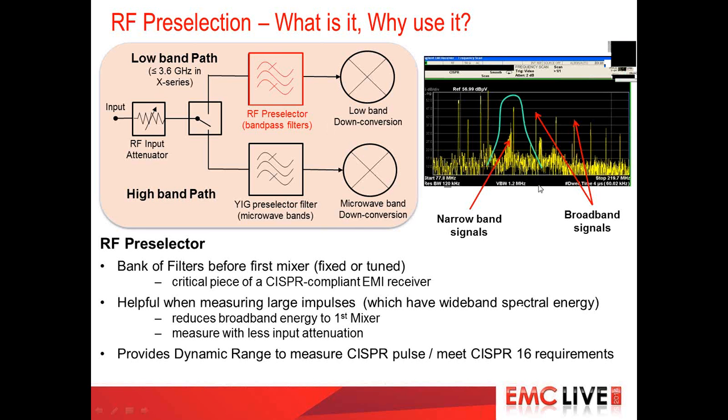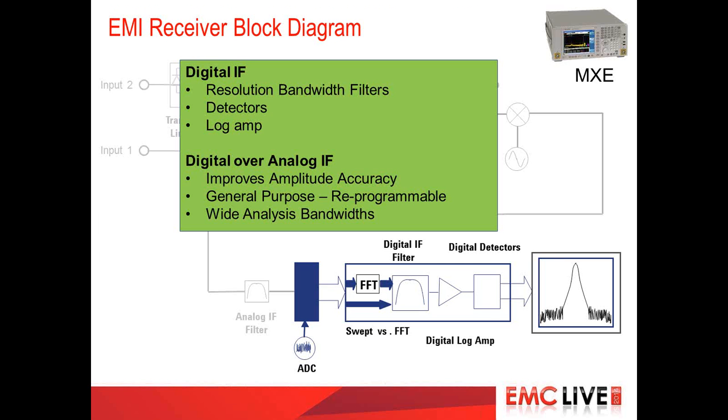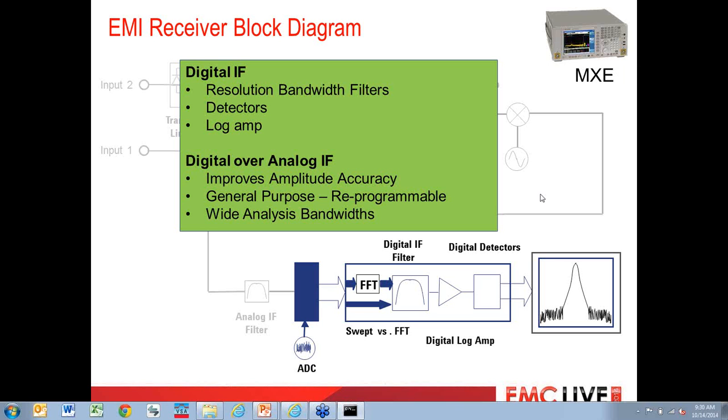Also, a secondary benefit is that it makes the receiver more general purpose. What do I mean by that? Going digital, we have FPGAs in there. It allows us to reprogram the instrument very easily. Imagine, now you can just download new firmware, instead of, a number of years ago, having to send your instrument in and do a board change, requiring a hardware change. So that concludes the block diagram.